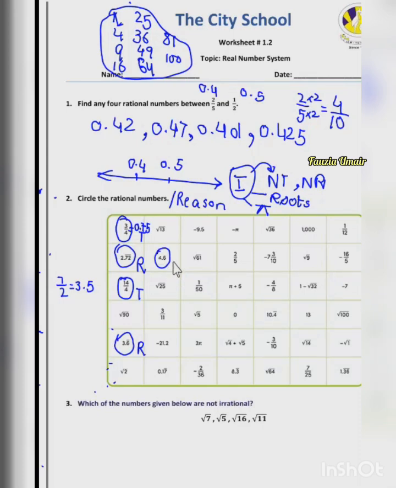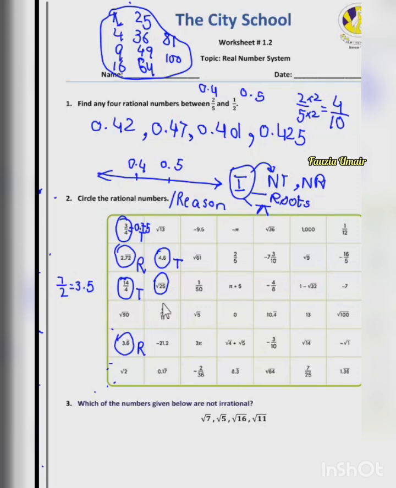It's a terminating decimal, so it will be a rational number. So next is square root of 25. Rational. It's a rational number. Why? Because it is solvable.